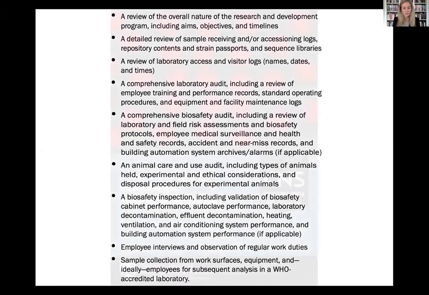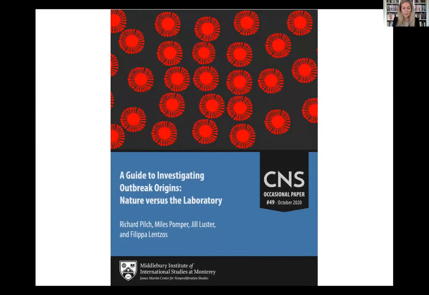Now, if you want more details on the different steps, look up this guide that we've developed. It's readily available online. It also contains lots of real life examples of things that have happened in the past, different kinds of accidents, different kinds of natural outbreaks, et cetera, to provide some illustrative context to all of that. So I think to most people, that all sounds pretty logical, pretty straightforward, pretty plain sailing. And that is, in theory, how the pandemic should have been investigated.